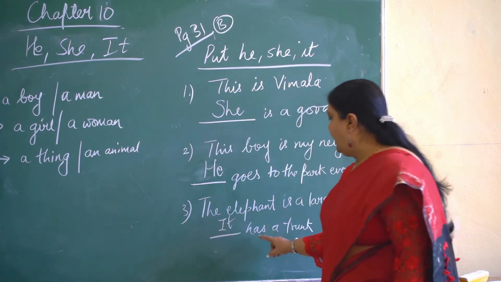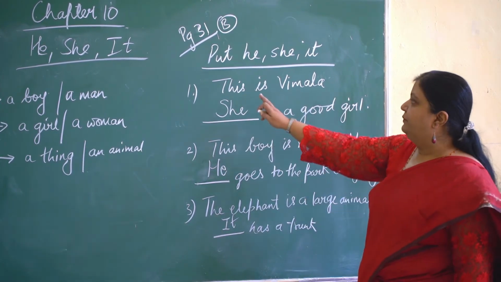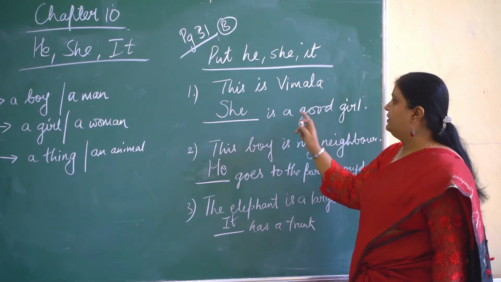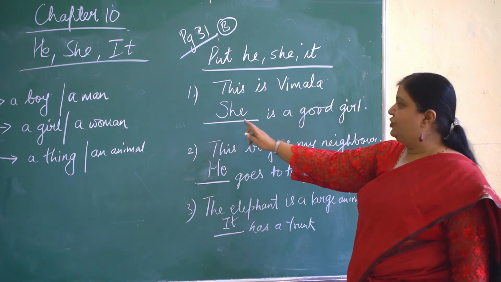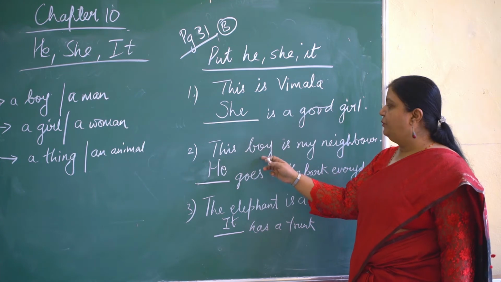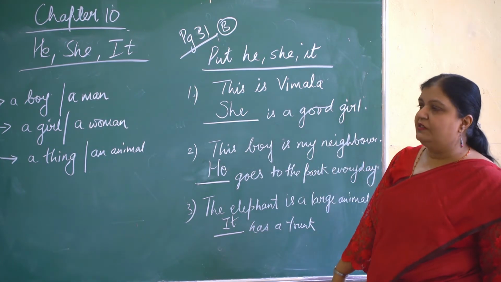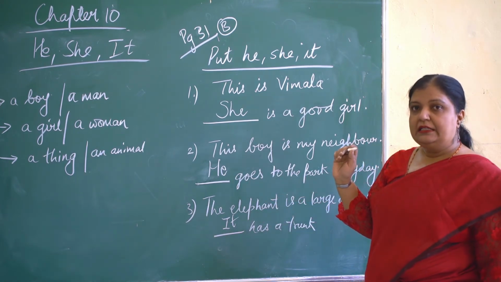So children, what I told, for thing and for an animal you have to use it. It has a trunk. Again I repeat, first this is Vimla. Dash is a good girl. For girl you will use she. She is a good girl. Second one, this boy is my neighbor. Boy. For boy you have to use he. He goes to the park every day.